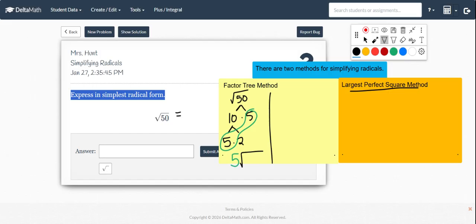Oh, whoops. Let's backtrack. There we go. Okay. I'm going to move to the largest perfect square method.